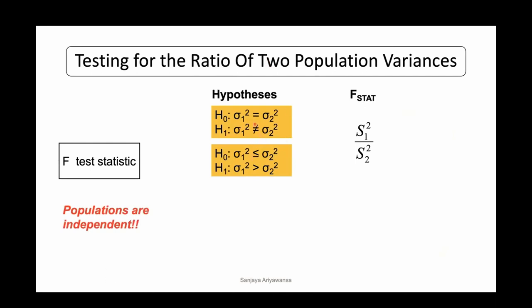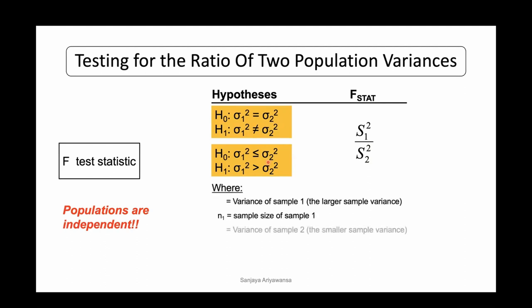So here, what we're actually testing is for the ratio. F stat is given by the ratio between the sample variance for the first sample divided by the sample variance of your second sample. And that is your F stat. These are your hypotheses, right? So this is a two-tail test. This would be a one-tail test. You're using the F statistic. That is what you have to remember. So that gives your critical value.